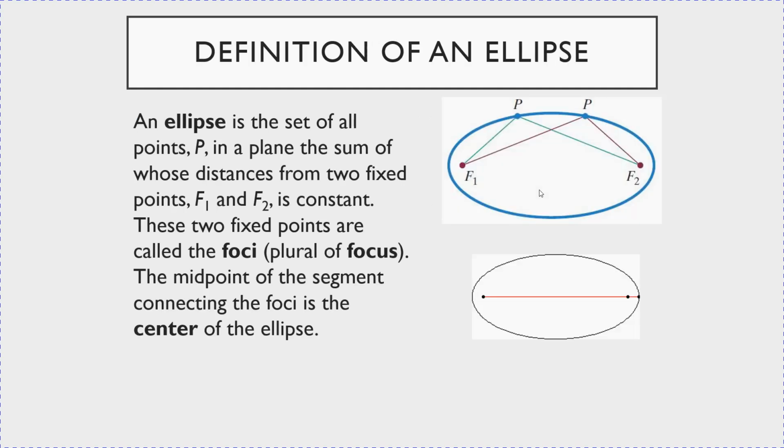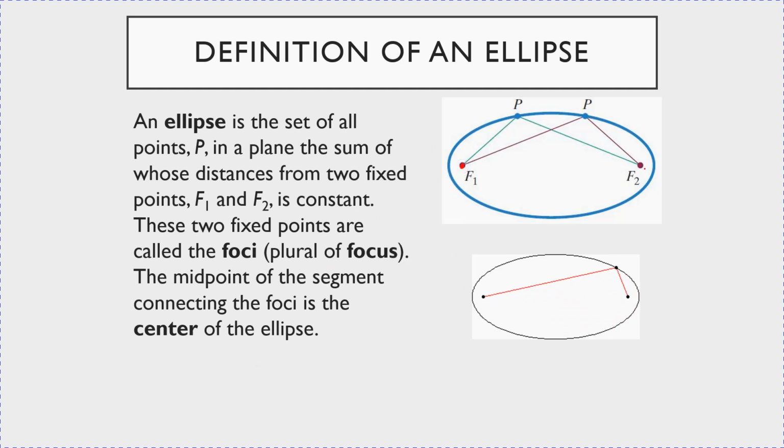Okay, so what exactly is an ellipse here? An ellipse is the set of all points P. If you look over here, this is what an ellipse looks like. You can see I have two different points P here, but there would be an infinite number of points all around this. So it's the set of all points in a plane, the sum of whose distances from two fixed points we call F1 and F2 is constant. And I'll try to explain that.